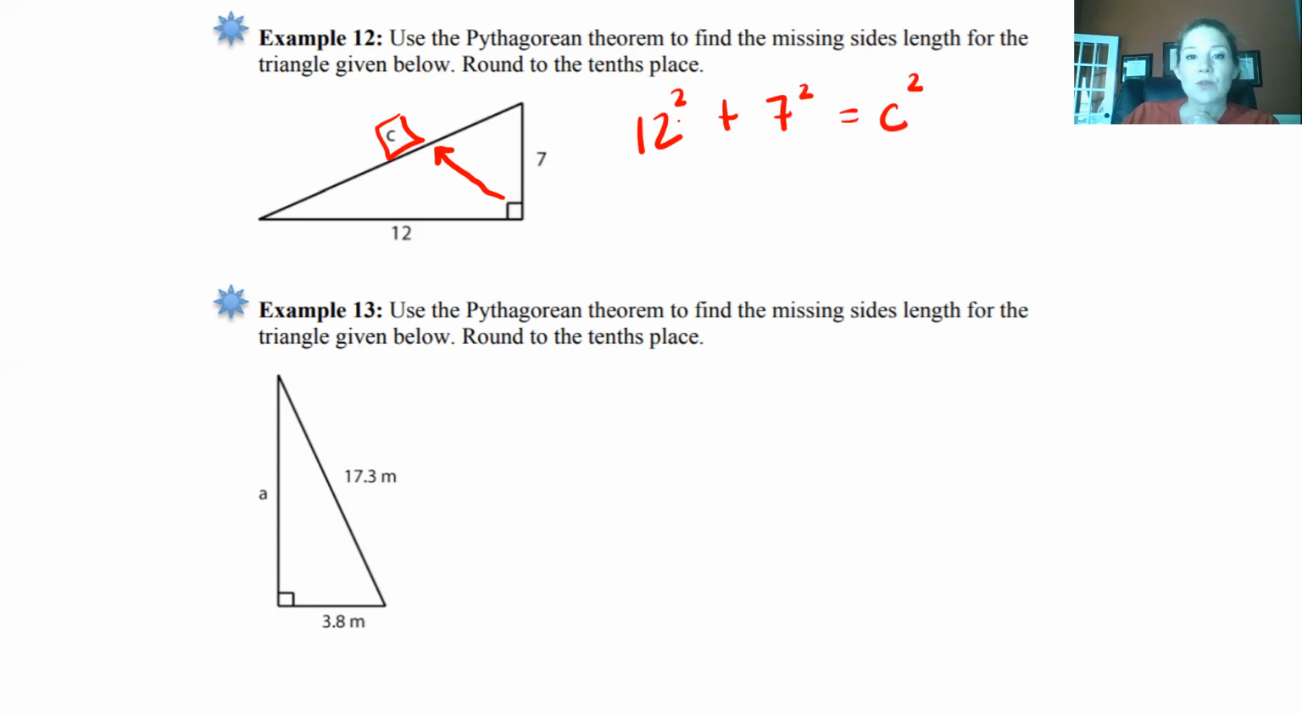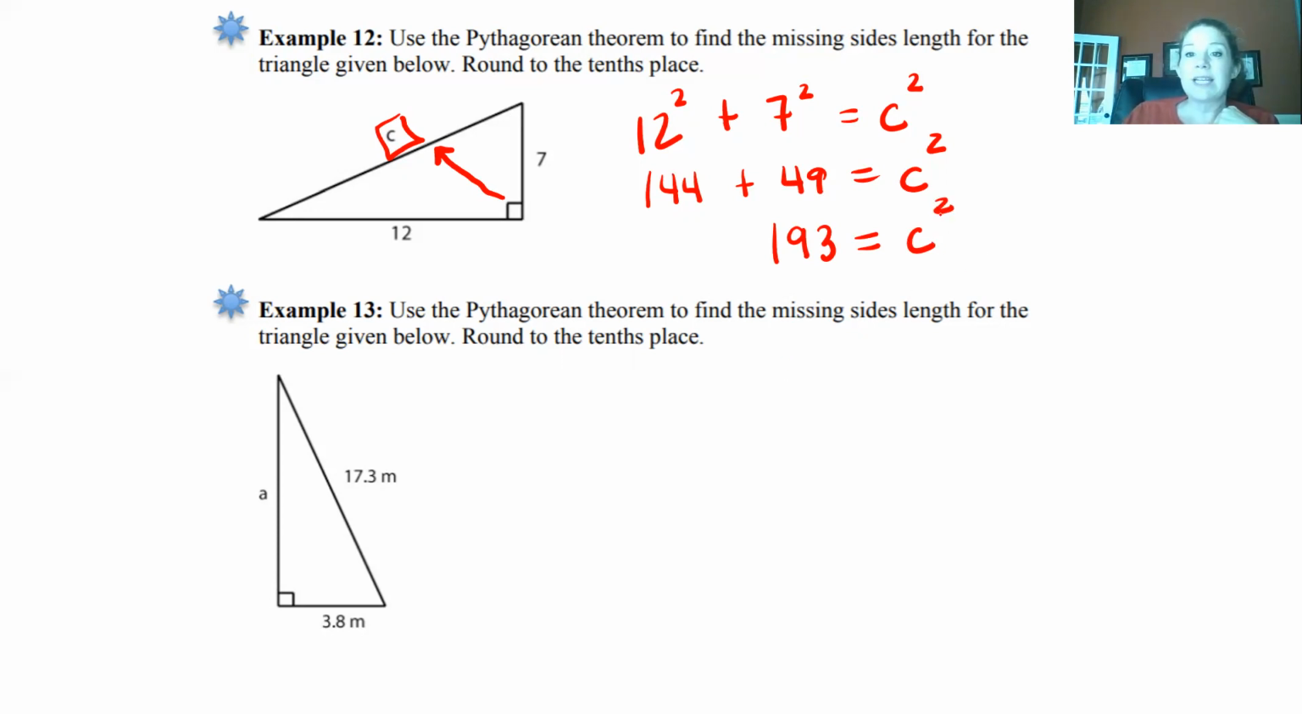All right, so 12 squared is 144. 7 squared is 49. And those two added together has to equal C squared. Well, 144 plus 49 is equal to 193. Now, C doesn't equal 193, but C squared does. So how do we find out what C is?